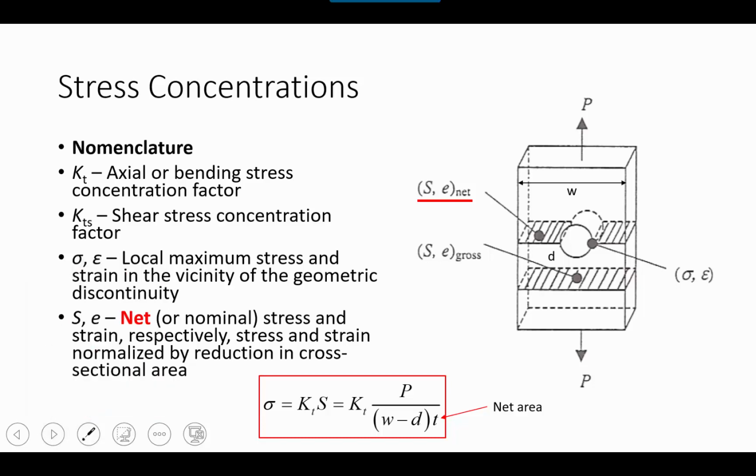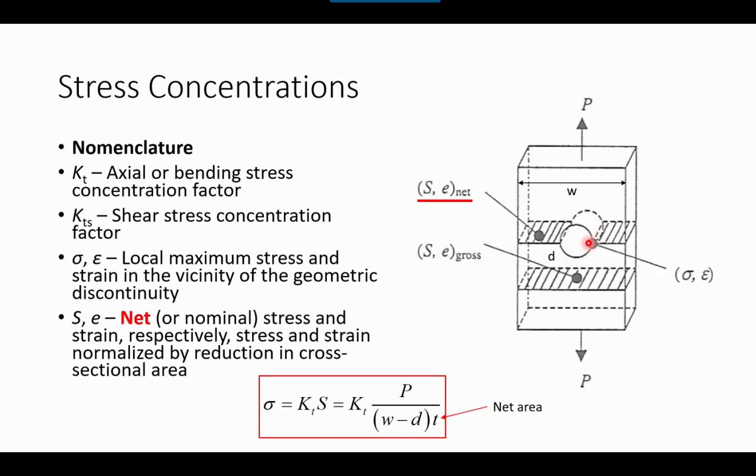Now, let's get a little bit more of an idea of that concept by starting with the nomenclature. The KT is the axial or bending stress concentration factor. KTS is the shear stress concentration factor. The sigma and eta symbols, those are the local maximal stresses. Those are the values at our notch. The maximal values right at our notch, right?